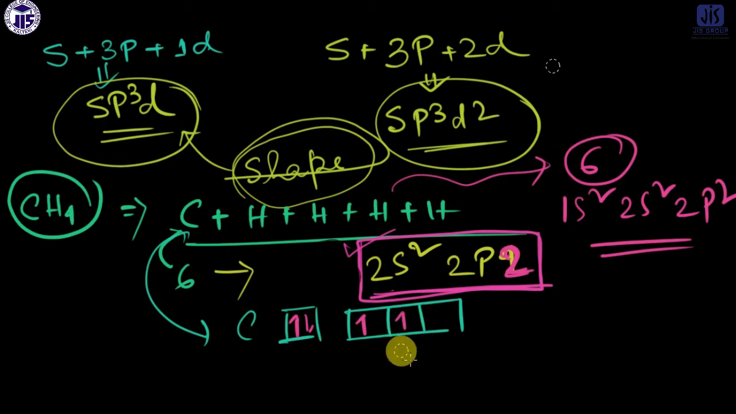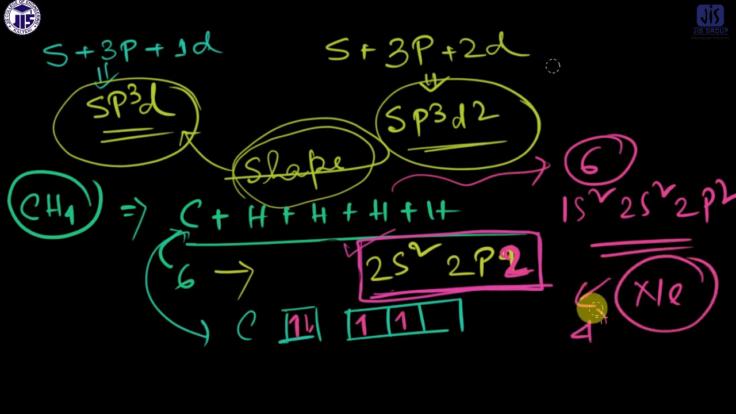Okay, now how many electrons are required for the carbon to get the configuration of the neon? So obviously the answer will be 4, isn't it? Because if there are 4 electrons, then only 4 plus 2 is 6, or 6 plus 2 is 8. That means 4 deficient electrons are there for the carbon.